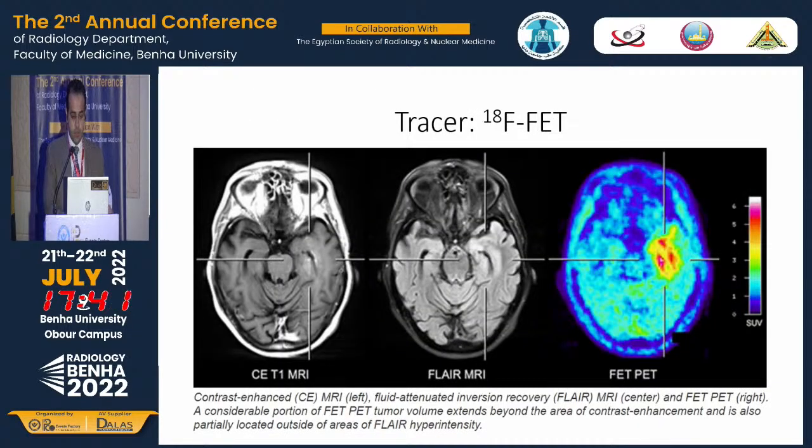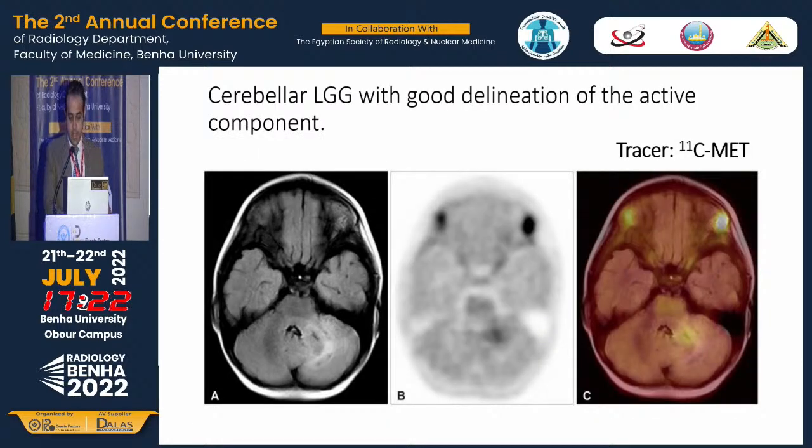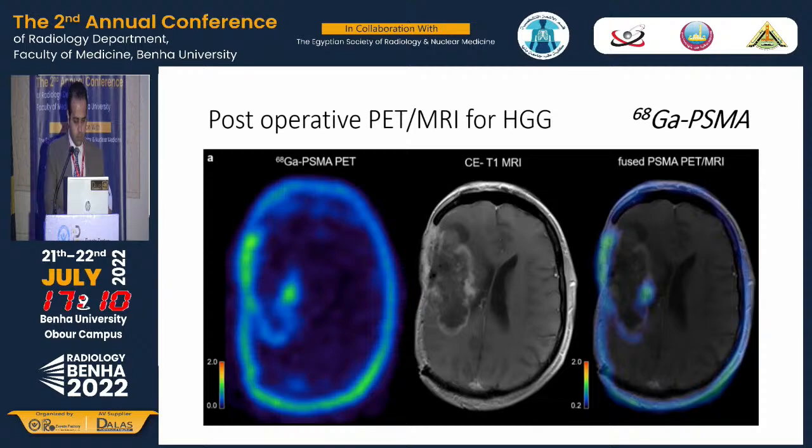This case is using fluorine fluoroethyltyrosine. As we can see here, a considerable portion of the FET PET tumor volume extends beyond the area of contrast enhancement and is also partially located outside the areas of FLAIR hyperintensity. Another case using carbon-11 MET in a case of a cerebellar low-grade glioma with good delineation of the active component. Another case, a post-operative PET MRI using gallium PSMA, detecting accurately the recurrent or the residual lesion.